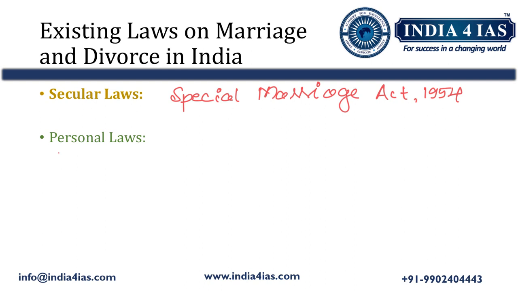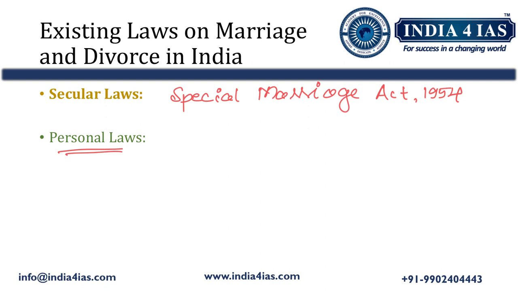We have different personal laws for different religions. For Hindus, we have Hindu Marriage Act 1955, Indian Christian Marriage Act 1972 for Christians, Indian Divorce Act 1869 for divorce, Parsi Marriage and Divorce Act 1936 for Parsis, and uncodified Shariat Muslim law. So these are the different personal laws with respect to marriage and divorce in India.